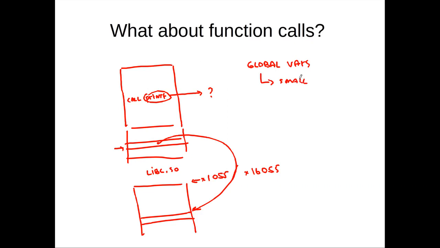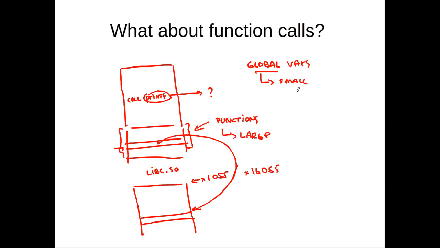Like how often do you use global variables? You don't use them. It's like computer science 101: never use global variables, right? But the number of functions is huge. So this GOT for functions is large. And it's why the trick will work.